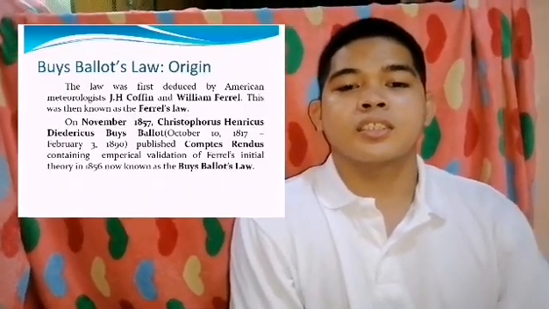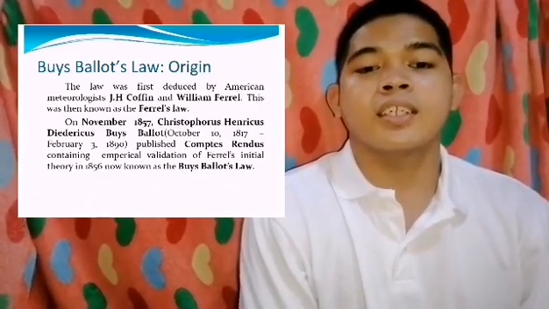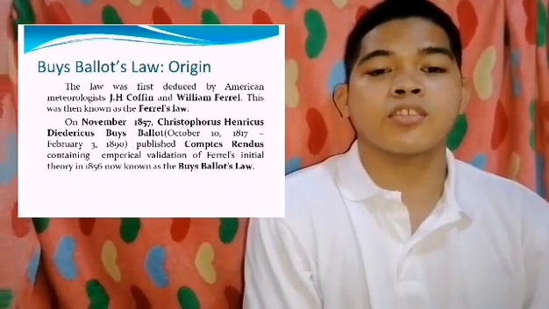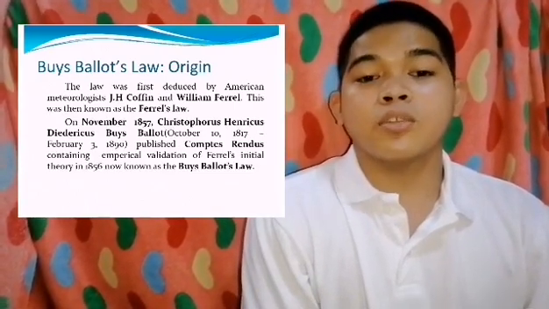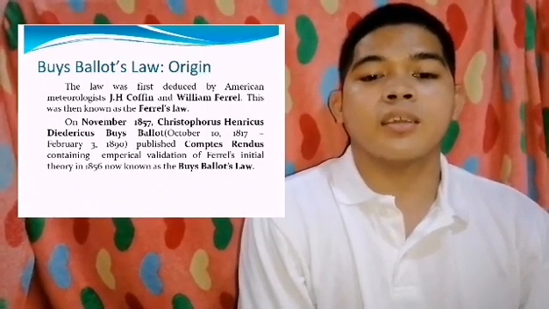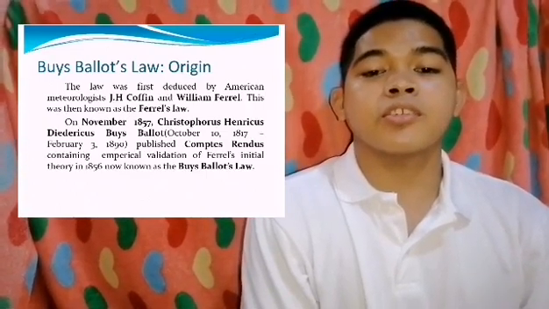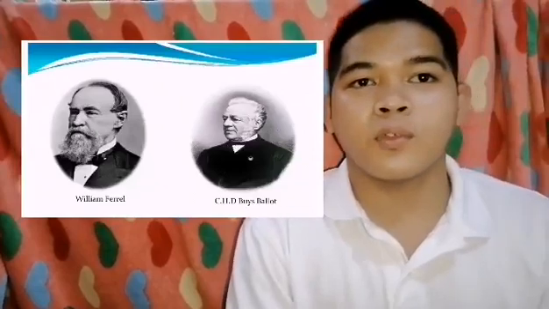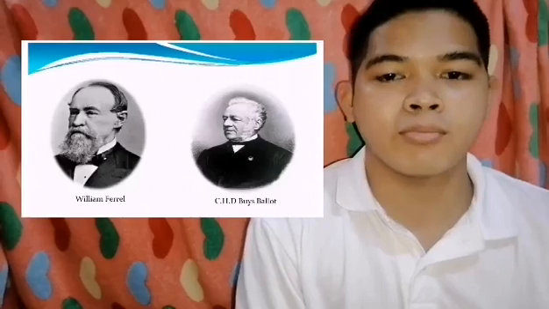Buys Ballot's Law origin. The law was first introduced by American meteorologists John Henry Coffin and William Ferrel. This was then known as Ferrel's Law. In November 1857, Christophorus Henricus Diedericus Buys Ballot, October 10, 1817 to February 3, 1890, published complete Comptes Rendus containing empirical validation of Ferrel's initial theory of 1856, known as Buys Ballot's Law. This is William Ferrel and Christophorus Henricus Diedericus Buys Ballot.